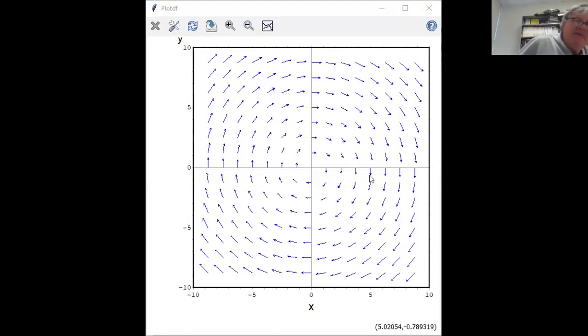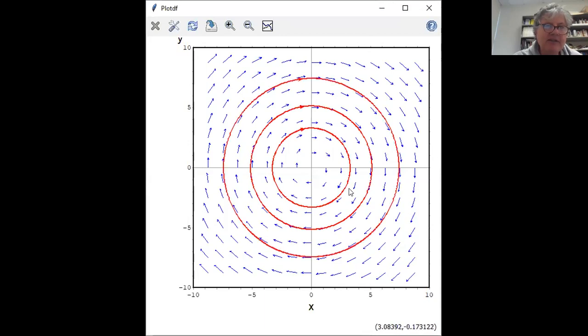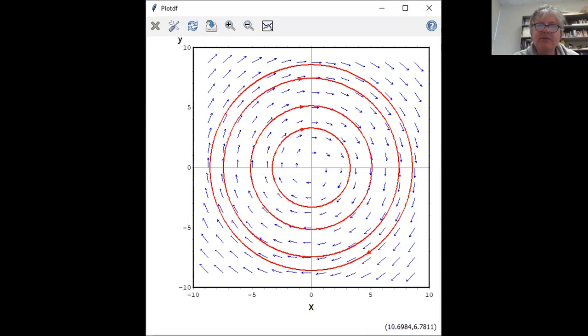Okay, here's our phase plane, and as predicted, we're seeing nice circles. So in fact, if I click, you can see that, and we're going clockwise. Yay! So that was a pretty easy one.